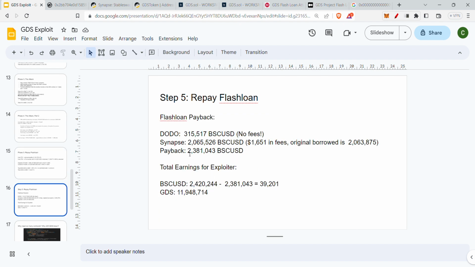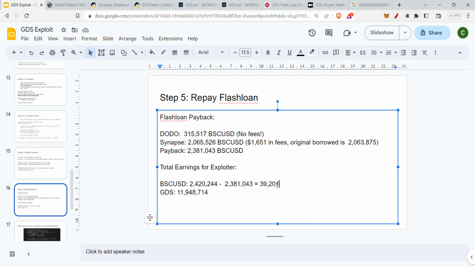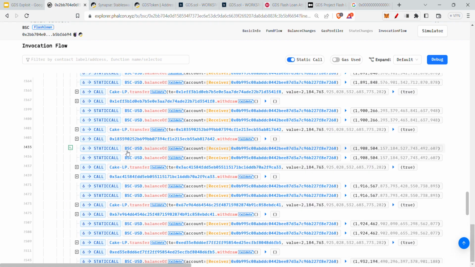And then now, once he pays back 2.381 million, he gets 39,201, which is what the technical analysis said, right? He earns a total of 39,201 and he gets 11 million GDS tokens. This is how much he profited after going through all the invocation flow.